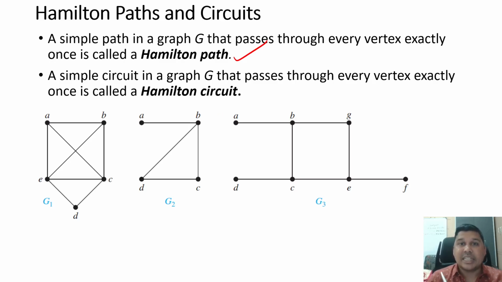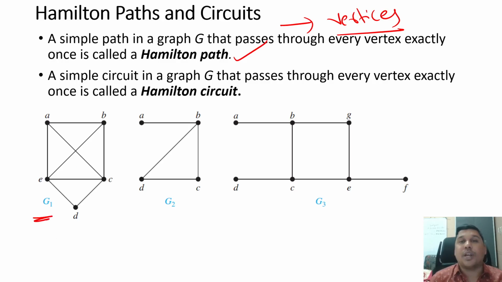If there exists a path such that I can travel all the vertices exactly once, edges may be repeated, that is a Hamiltonian path. So here the focus is on vertices. You have to travel the vertices exactly once. Edges need not be covered. Only vertices have to be covered exactly once.